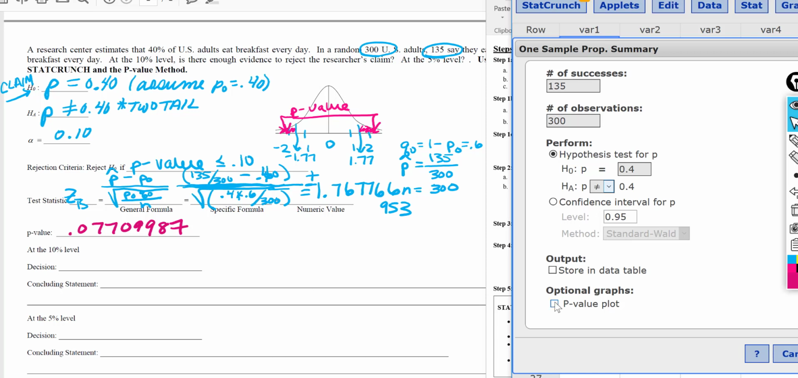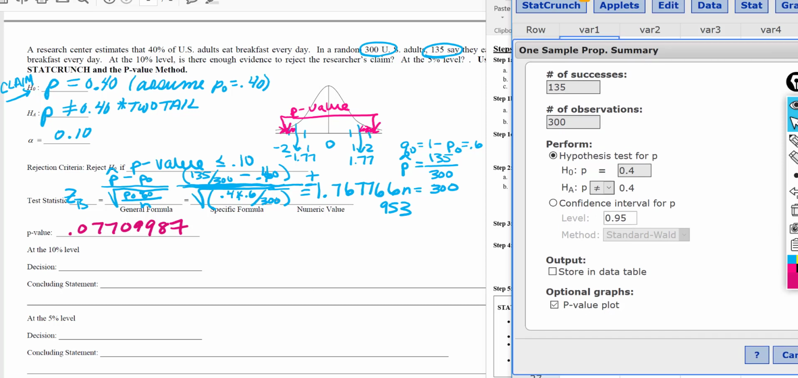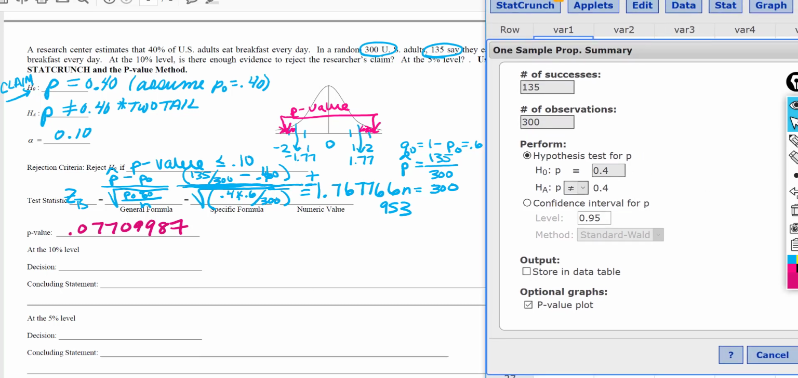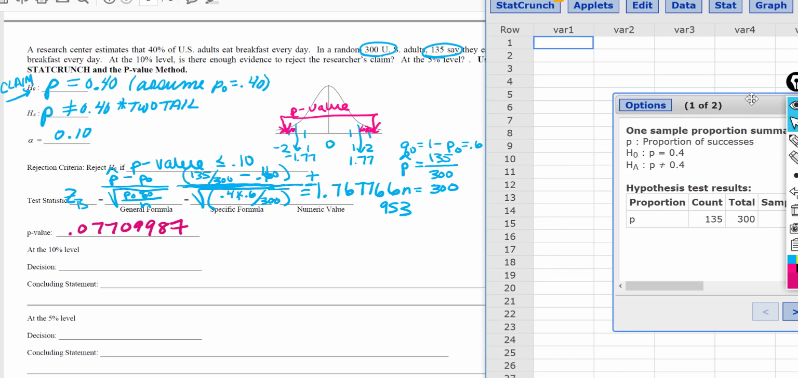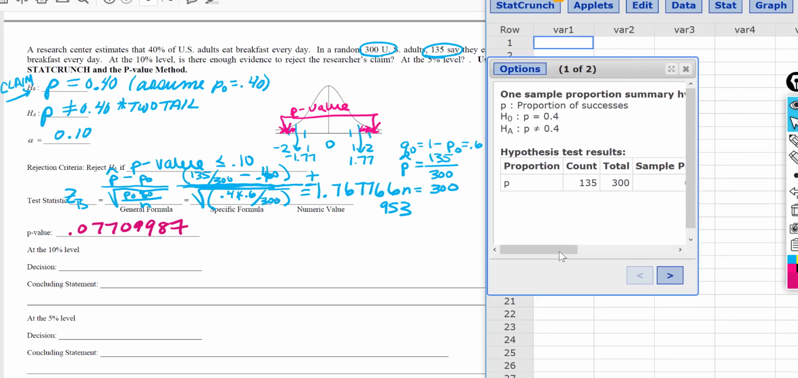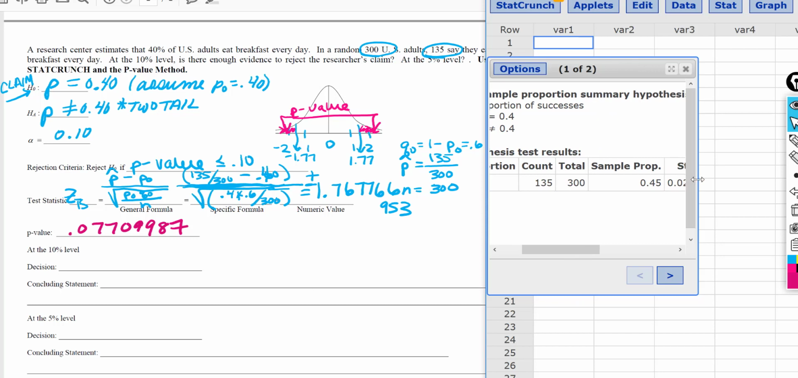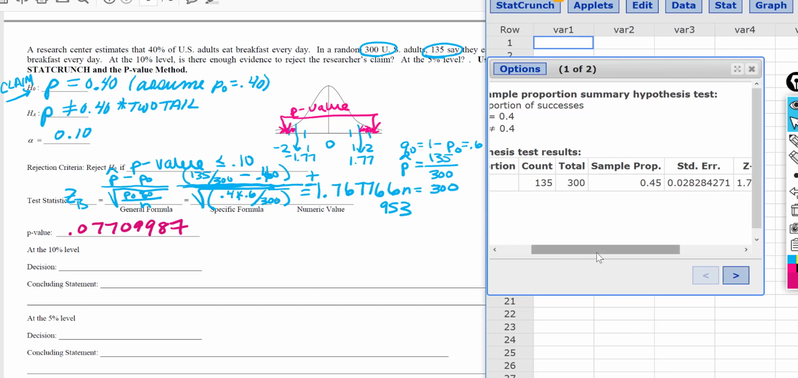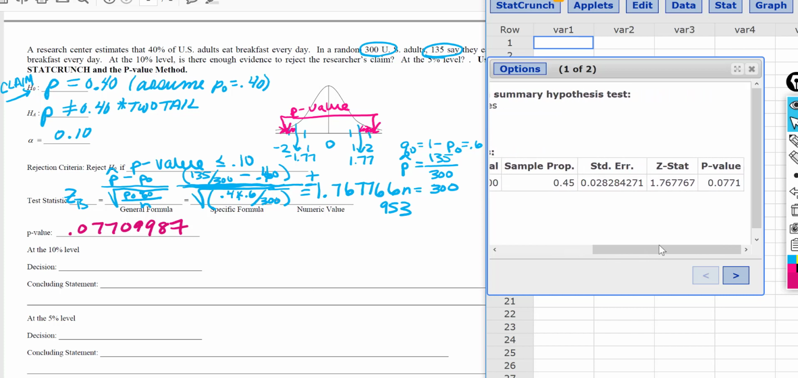And again, I like the optional graphs of the p-value plot. I like that one. So let's move this over a little bit more, and hit compute. So what does this screen tell us? On our screen, we can see several bits of information. Our standard deviation, we can see our z statistic, and our z statistic, as you can tell, is 1.767767. They round to a certain number of decimal places. Our p-value, again, is rounded to 4 decimal places, so 0.0771.